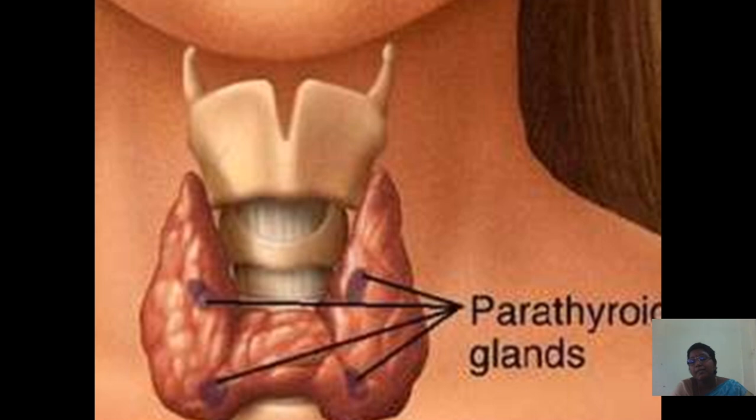Today I am going to discuss endocrine glands, that is the parathyroid gland and the pineal gland. First of all, I am going to discuss the parathyroid gland.